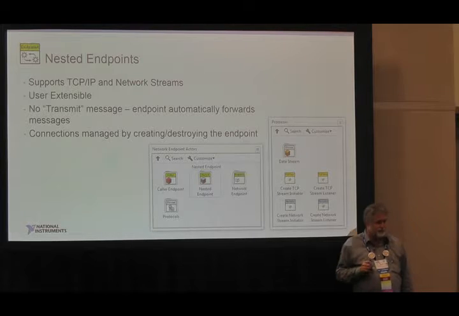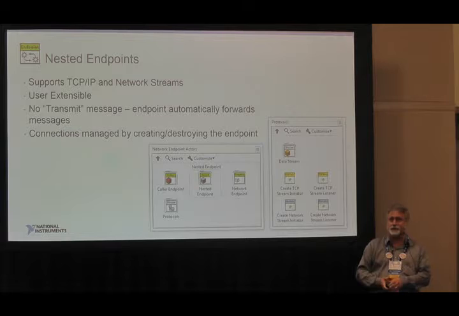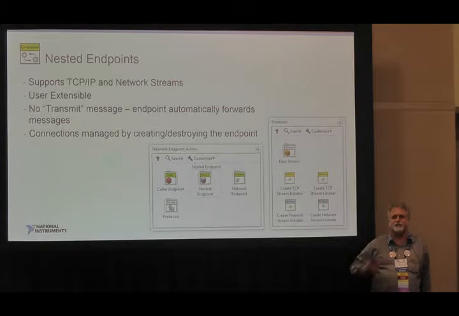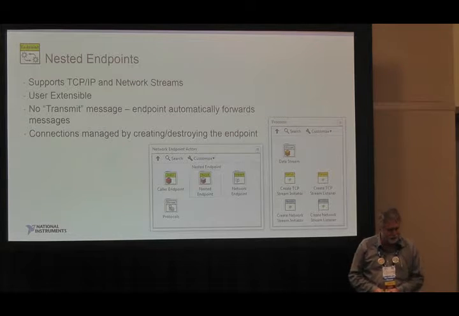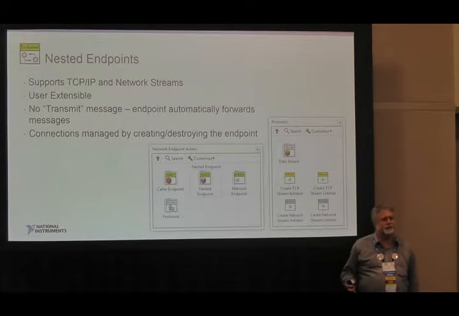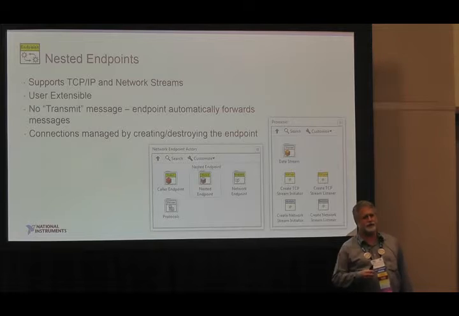We got rid of transmit message, found out how to do that. We got changes to Actor Framework that made it so you can just send any message to your network link and it will be forwarded. There's no special transmit anymore. And to streamline it even further, it's no longer persistent. If you want to connect, you launch a nested endpoint. If you want to disconnect, you tell your nested endpoint to stop.